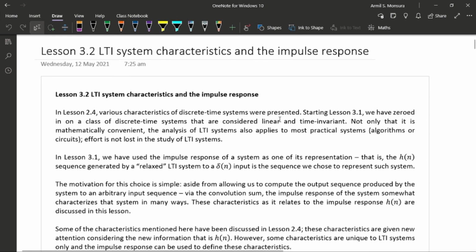This time, since we have an alternative representation for systems that are to be considered LTI, linear and time invariant, we will now express that characterization in terms of the impulse response sequence. So we will see how to say that a system is causal using h of n, how it can be said to be stable, and also what other characteristics we can read off from the impulse response of LTI systems. So that is for the next lesson.